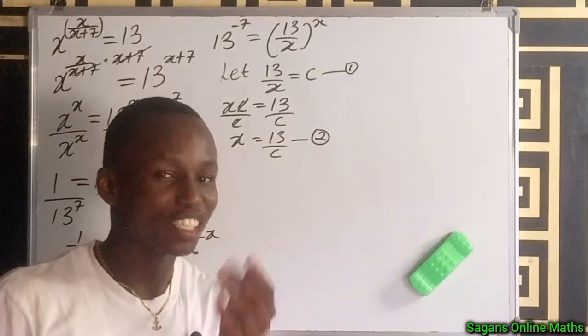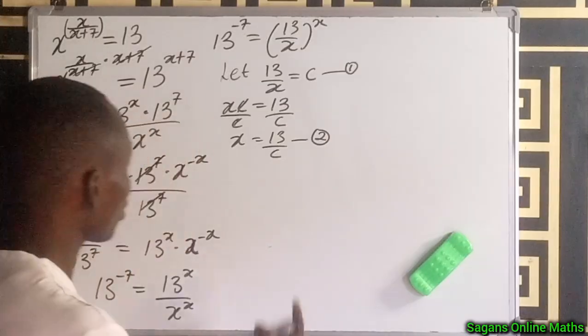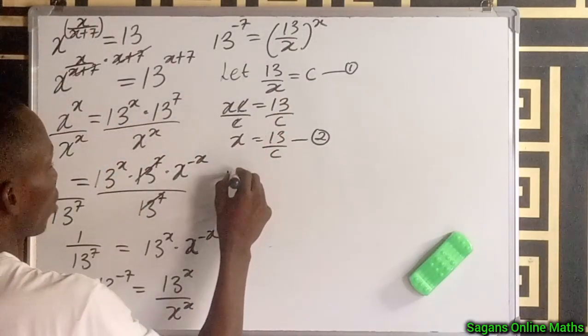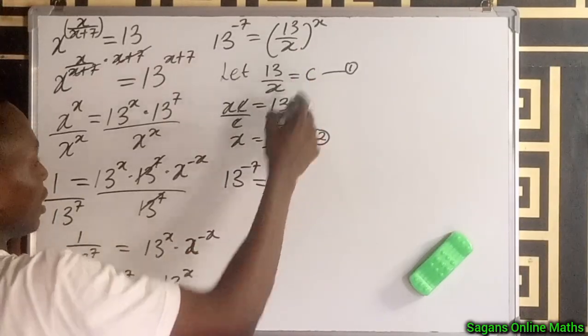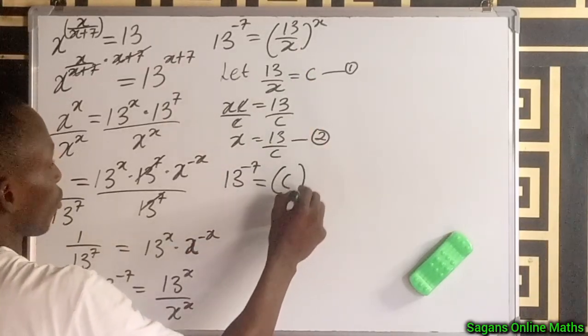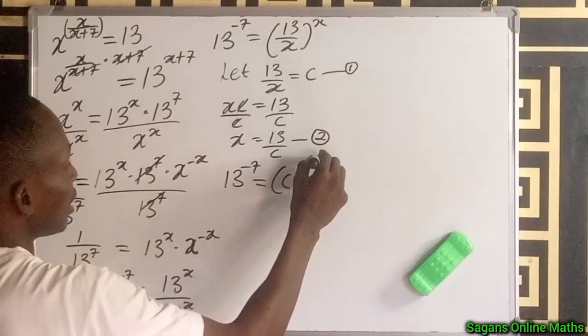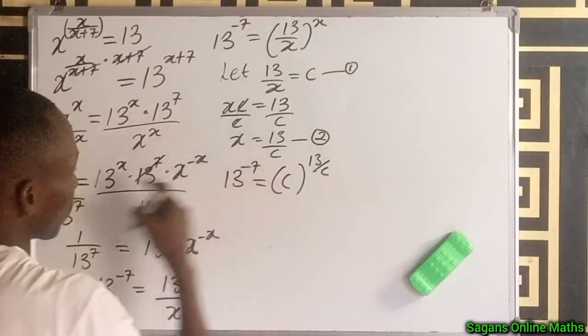Can you see how simple and interesting it is? Very simple and interesting. So let's substitute all this into this. We have that 13 to the power of minus 7 is equal to, we have 13 over x as c. So I have this as c to the power of what? Look, x is 13 divided by what? c, as you can see here.